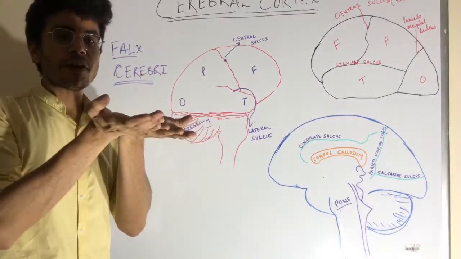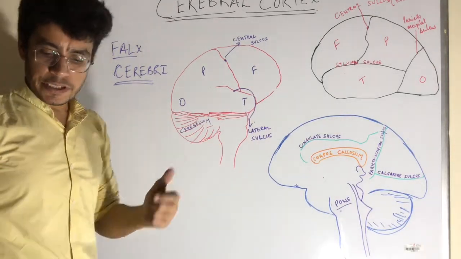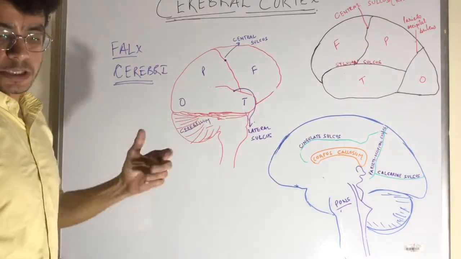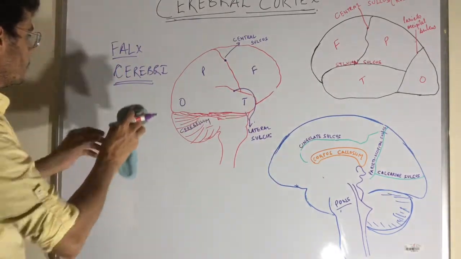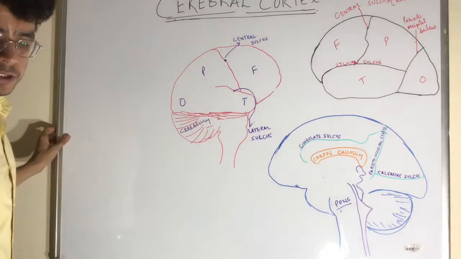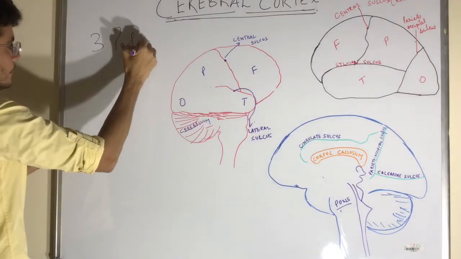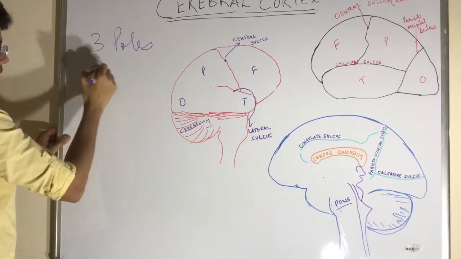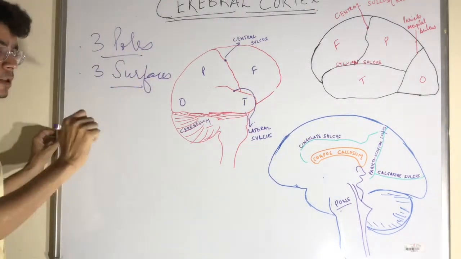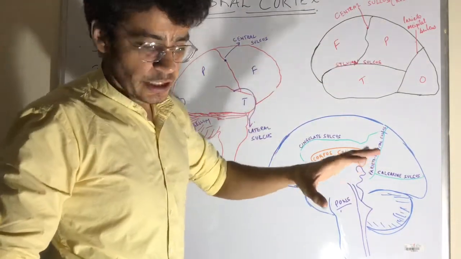Now on the inferior aspect, these two cerebral hemispheres are connected with each other through the corpus callosum. Corpus callosum. Okay, corpus callosum. So if we look at the cerebral hemisphere, we can say each cerebral hemisphere has got three poles and three surfaces. So first we will look at the surface.